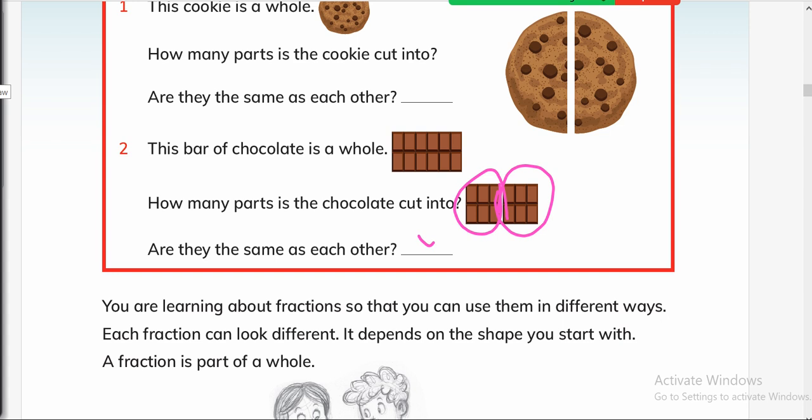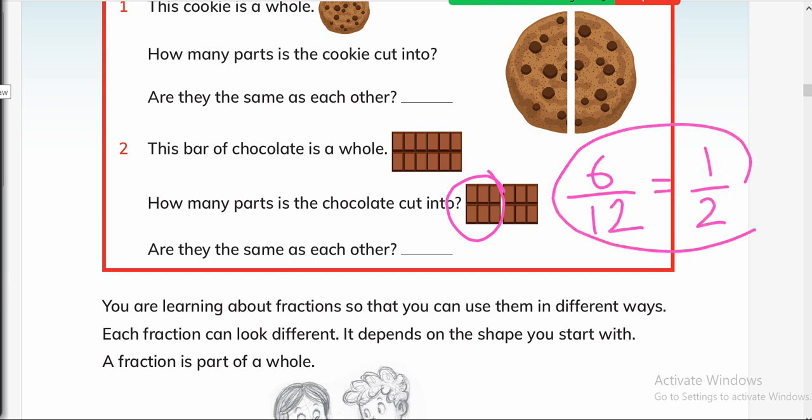Okay, but there are very small pieces as well for the chocolate. Let's count 1, 2, 3, 4, 5, 6. 6 plus 6, that is 12. The chocolate has 12 pieces in all. And if we take out 1 out of it, we will say the fraction is 1 out of 12. We have taken 1 piece out of 12 when the 12 pieces are cut into equal parts. And here we can say 6 out of 12. 6 out of 12 is also 1 by 2, that is half.